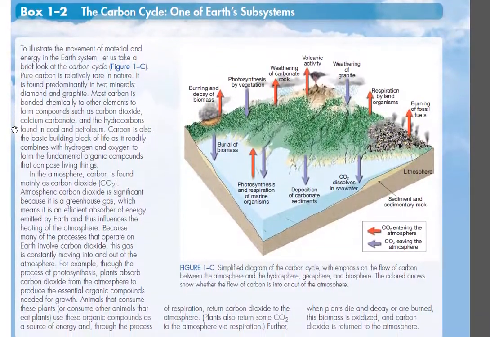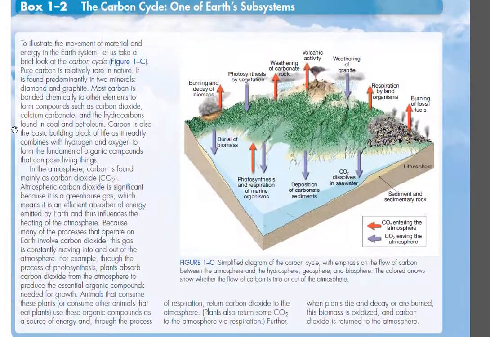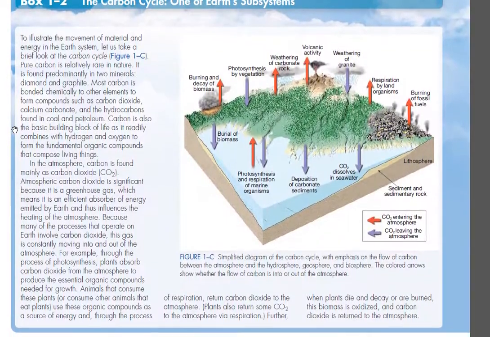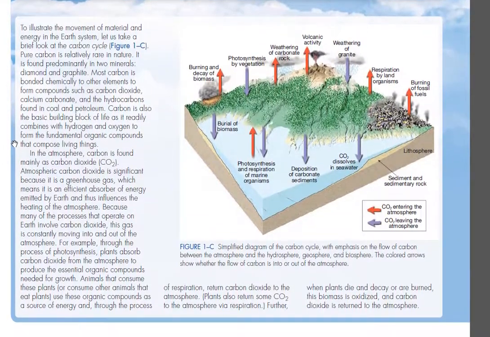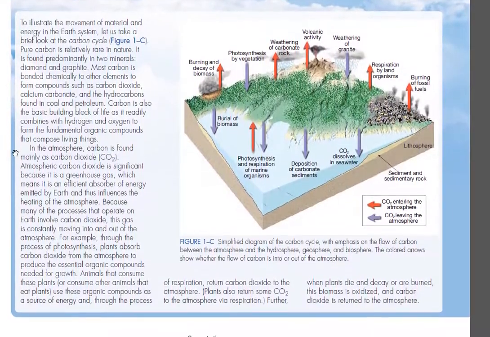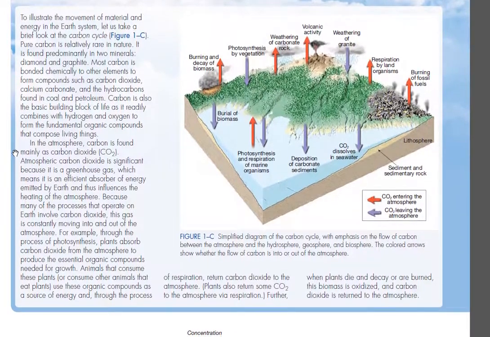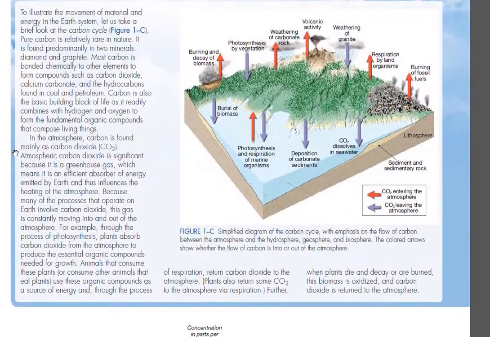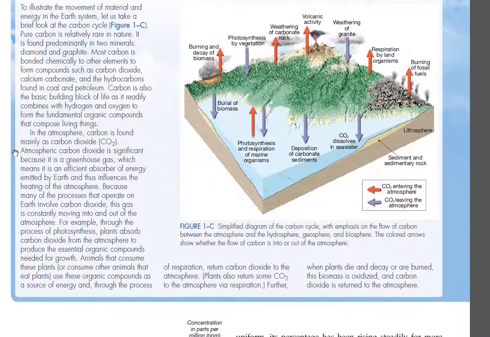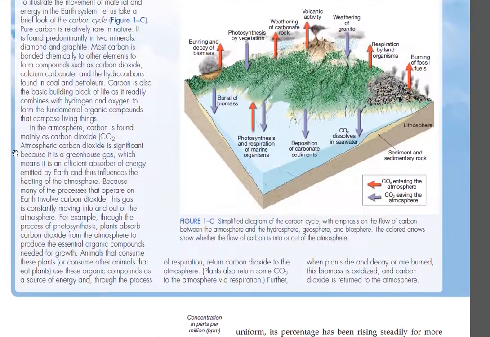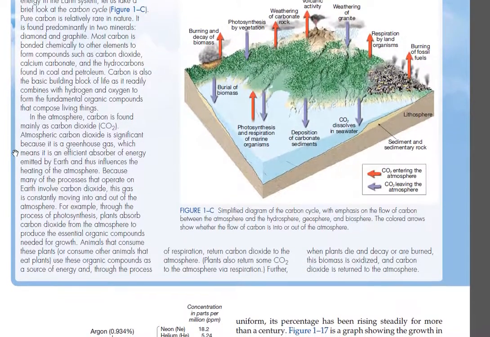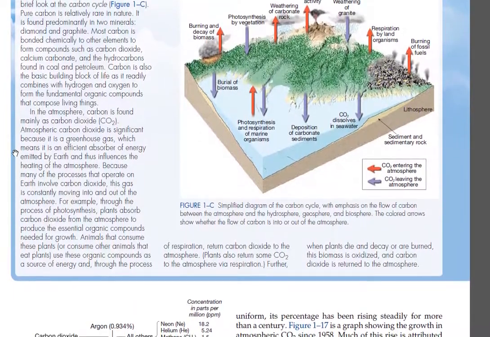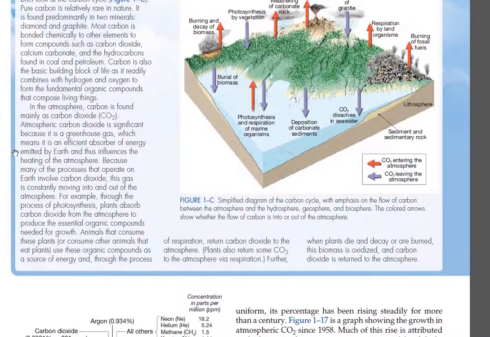Carbon is also the basic building block of life as it readily combines with hydrogen and oxygen to form the fundamental organic compounds that compose living things. In the atmosphere, carbon is found mainly as carbon dioxide, CO2. Atmospheric carbon dioxide is significant because it is a greenhouse gas, which means it is an efficient absorber of energy emitted by Earth and thus influences the heating of the atmosphere.